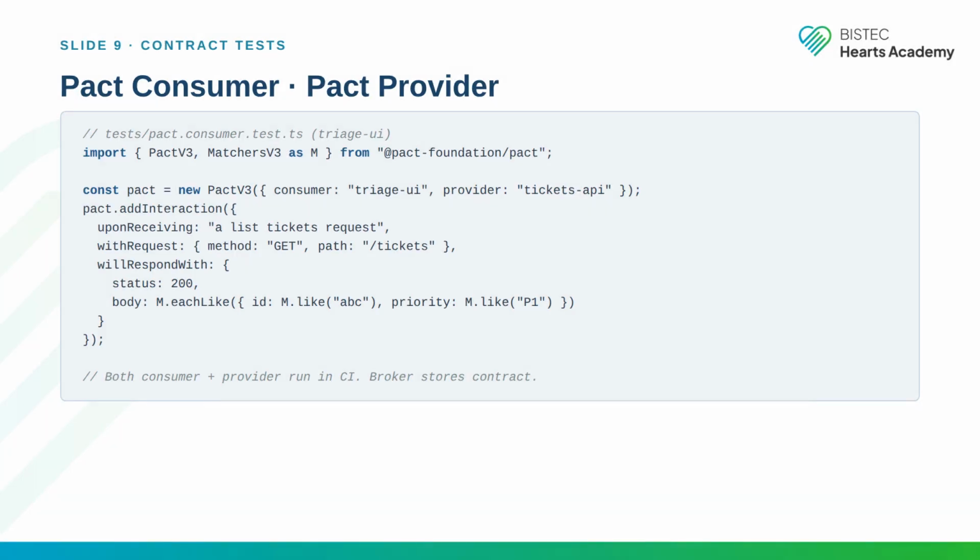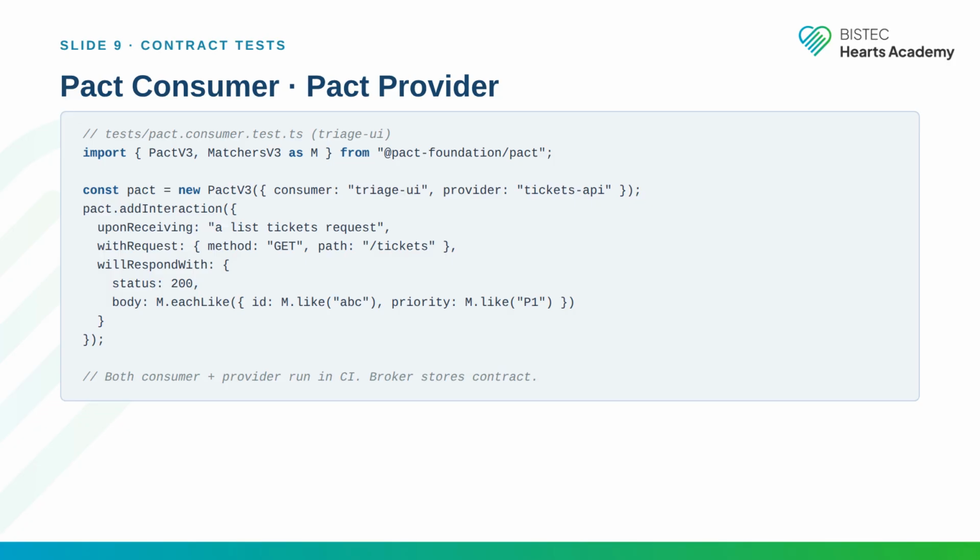On screen, a Pact consumer test in the triage UI. Import Pact v3 and the matchers v3 helper. Create a new Pact v3 instance with consumer and provider names. Add an interaction: upon receiving a list tickets request with method GET and path /tickets, will respond with status 200 and a body matching an array of objects each like an ID and priority.